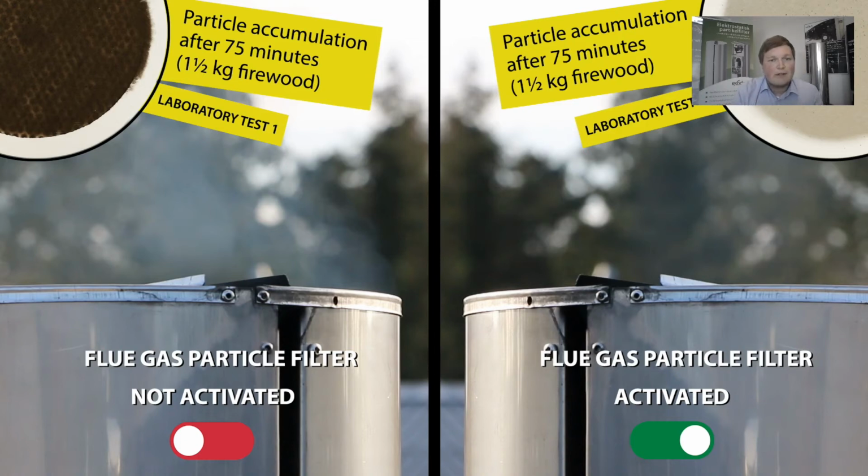How does it look? Here you can see on the left side we have particle accumulation after 75 minutes of fire without a particle filter, and on the right side you can see the same burning cycle with the filter enabled. On the top, on the left side, you see the very black quartz filter, which shows a high amount of particle buildup. On the right side, the filter is almost clean because the electrostatic filter has been activated.